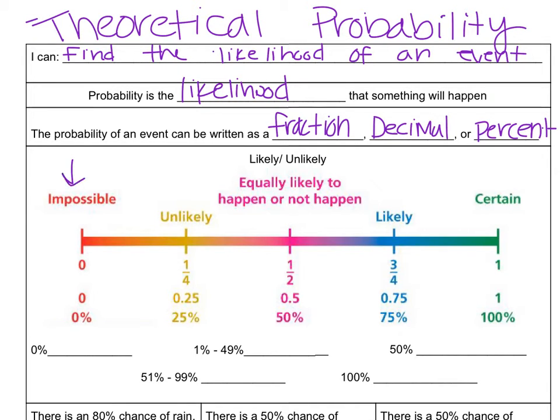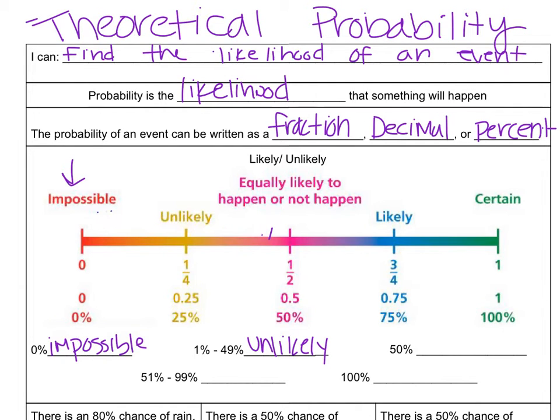So on the left, we have impossible. Okay, so that would be a 0% chance. Anything that's from 1% to 49%, that would be unlikely. So it probably won't happen, but it could. So let's fill this down in here. So 0% is impossible. 1% to 49% is unlikely, but it could happen.